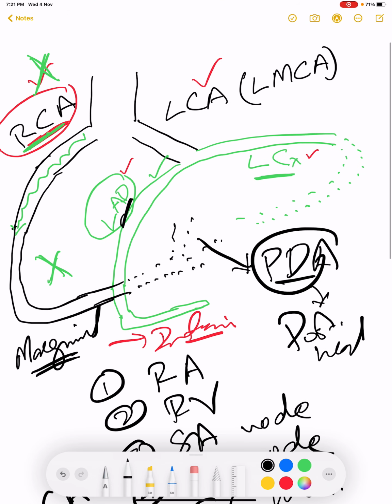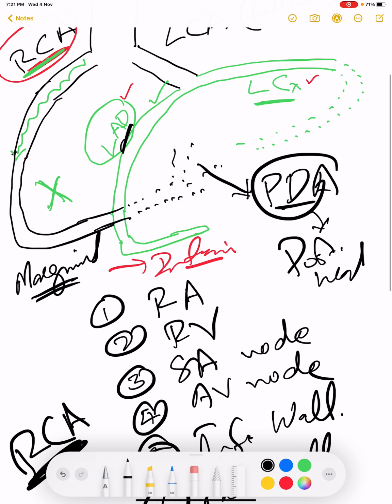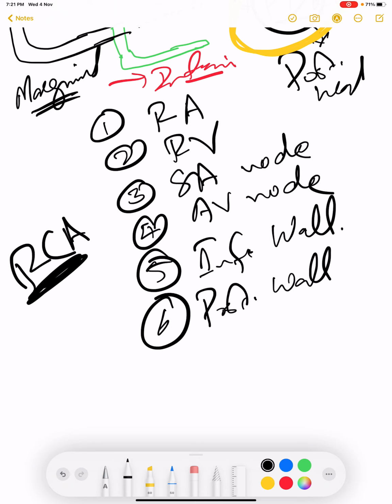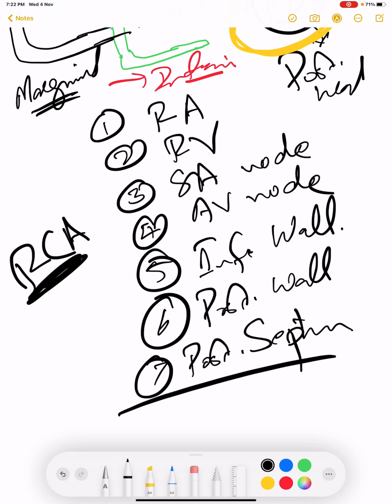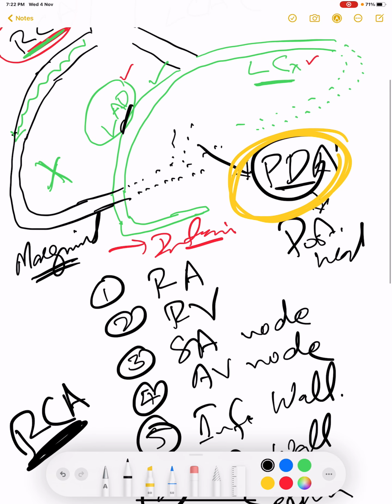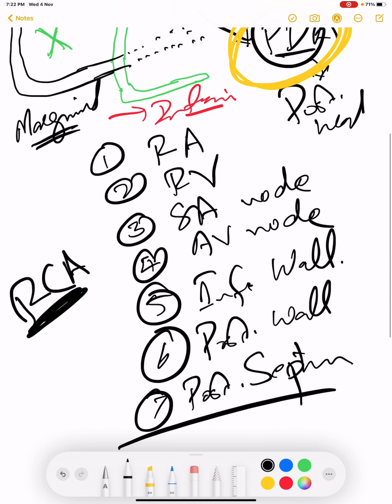And there is one more thing: because the right coronary artery supplies the posterior circulation, it also gives blood supply to the posterior portion of the interventricular septum. The seventh structure which is supplied by the right coronary artery is the posterior septum. Okay, and the anterior portion of the septum will be supplied by the left anterior descending artery, LAD.